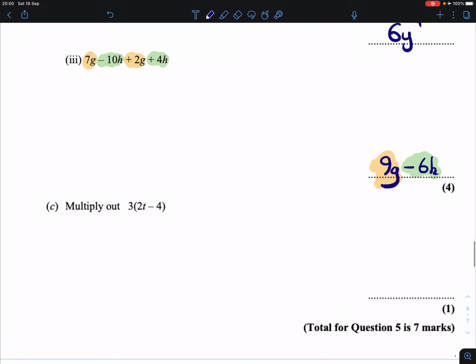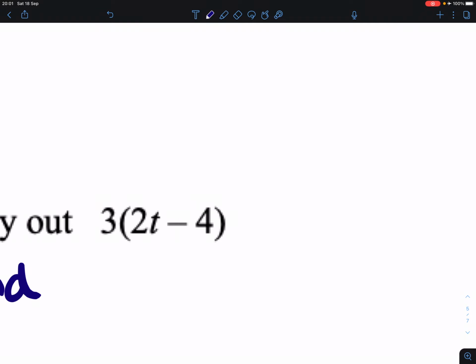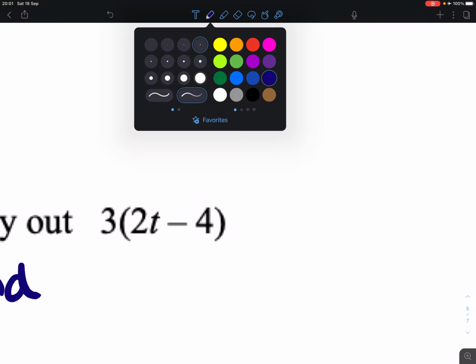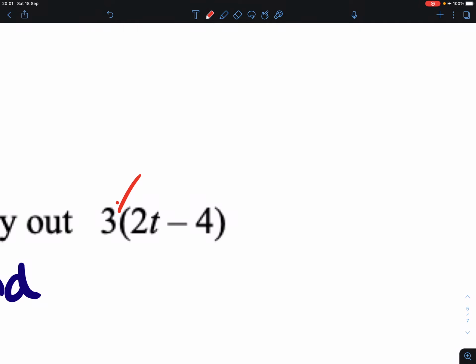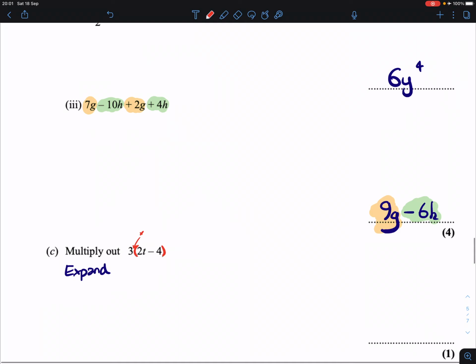Last part, multiply out, also known as expand. If you're being asked to expand brackets, you are multiplying them out. Notice, I'll zoom in here, there is nothing in here between 3 and the bracket. If you cannot see a sum, it is a multiple. That is 3 times this bracket. So we're going to have 3 times the 2t, and we're also going to have 3 times the negative 4, which will give us 3 times 2t is 6t, and then 3 times negative 4 will give us negative 12. Done.